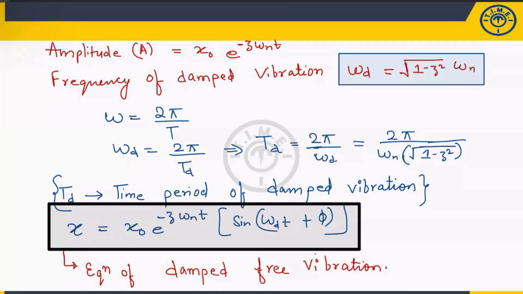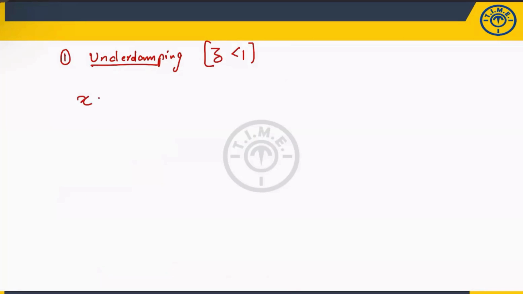Okay, so now let me summarize all those results, then we will move to the question part. In case of underdamping, you know that the zeta value is less than 1. And what is the equation of displacement? x naught e to the power of minus zeta omega n t sine of omega d t plus phi.